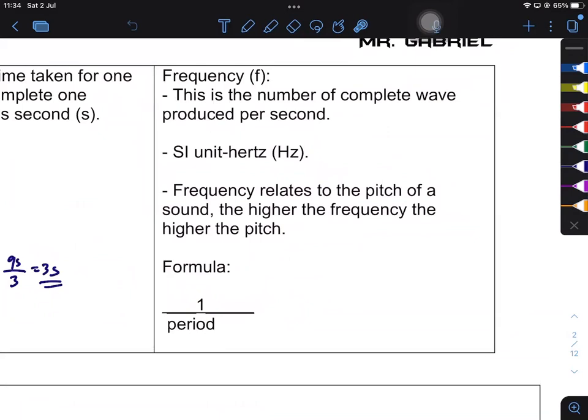Very important. Always ask in your paper too. They will ask you something like, which one is responsible for amplitude? So which one is responsible for loudness? Which one is responsible for pitch? Or something along the lines. You just need to remember that amplitude, loudness, frequency, pitch. Say that in your head, and you'll remember eventually. Okay, and the formula is obviously 1 over period.